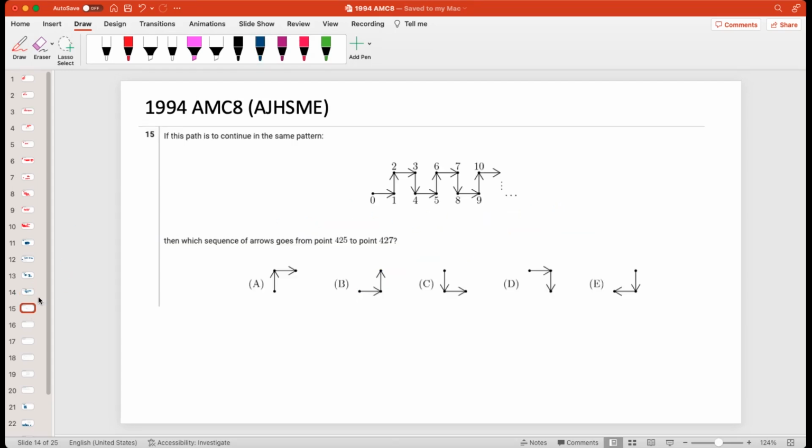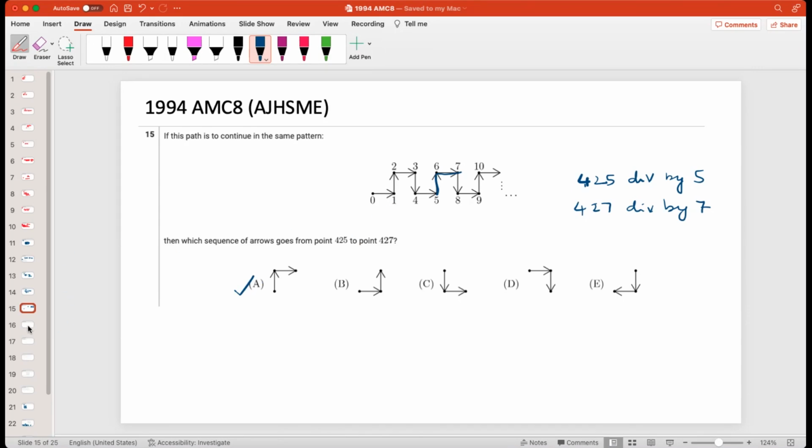Going to the next question. If this path is to continue in the same pattern, then which sequence of arrows goes from point 425 to 427? Okay, so 425 is divisible by 5, and 427 is divisible by 7. So they will take the same path which goes from 5 to 7. This one. So your answer option is A.